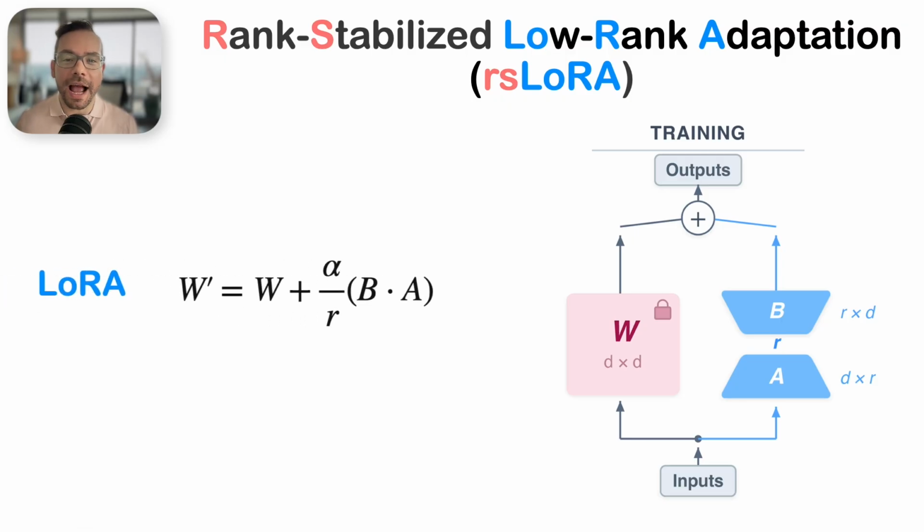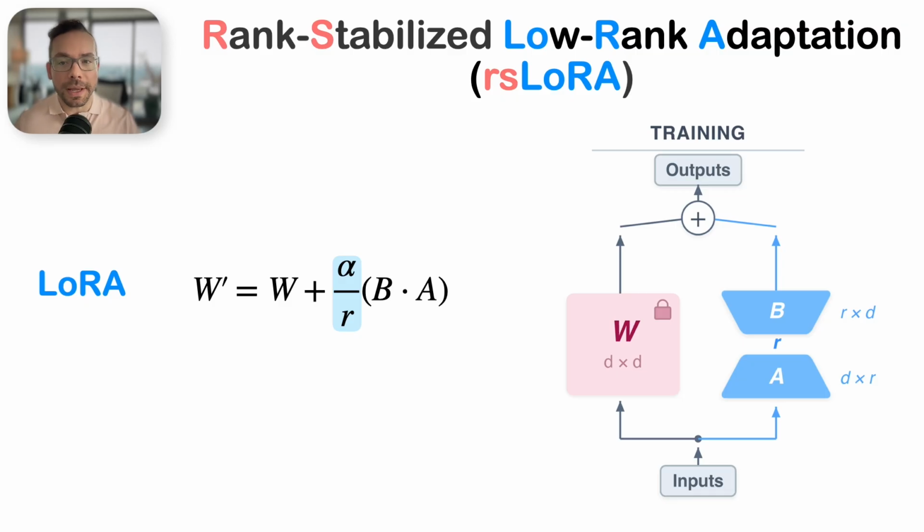LoRA doesn't just add BA raw. It scales it by alpha over r. Think of alpha as a fixed volume knob, and dividing by r is just a normalizing act. As the adapter gets bigger, you divide by more to keep its output from blowing up. So you can't change r without retuning everything else.